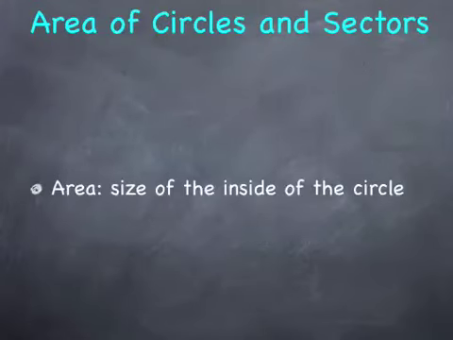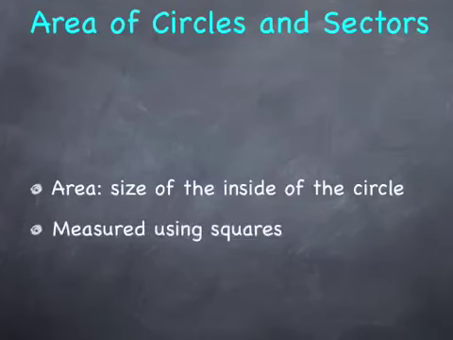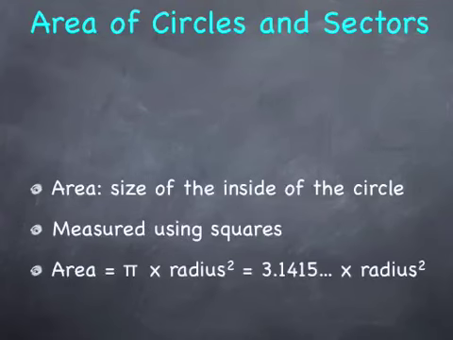Area of circles and sectors. The area measures the size of the inside of the circle or the sector. So the inside, remember, and it's measured using squares. And the formula, area equals pi times radius squared. Okay, so pi r squared. That's the only formula you can use. Let's have a look at how it works really quickly.